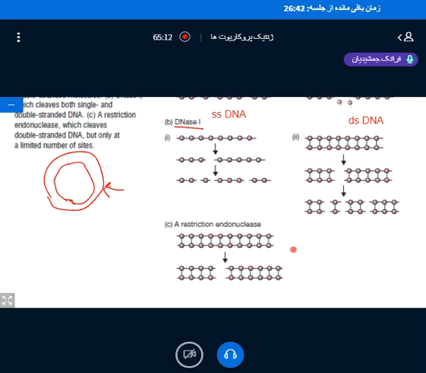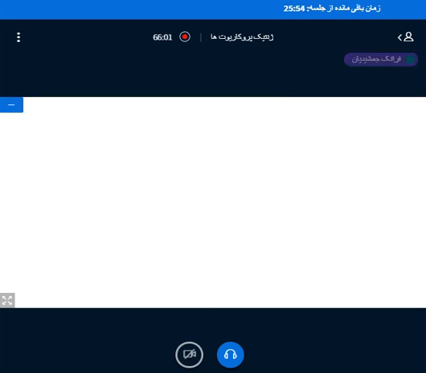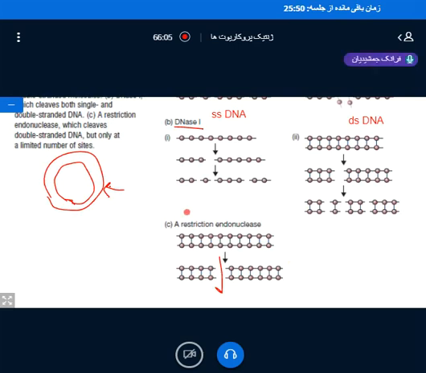So, listen to me, everyone. Restriction endonuclease can recognize the specific site in the DNA and break the specific site in the DNA. So, I repeat again. A restriction enzyme can recognize the specific site in the DNA and can break the specific site of the DNA. A specific site.